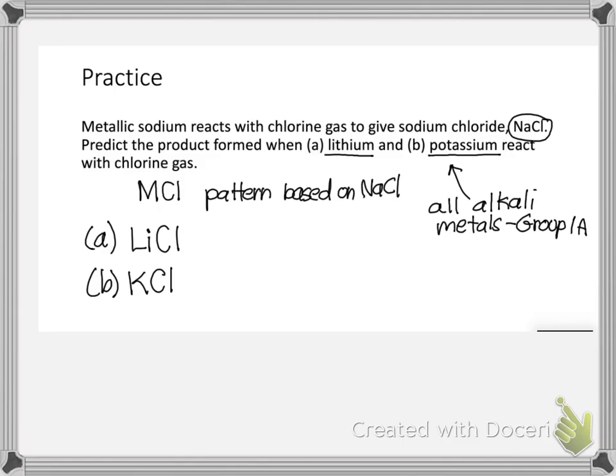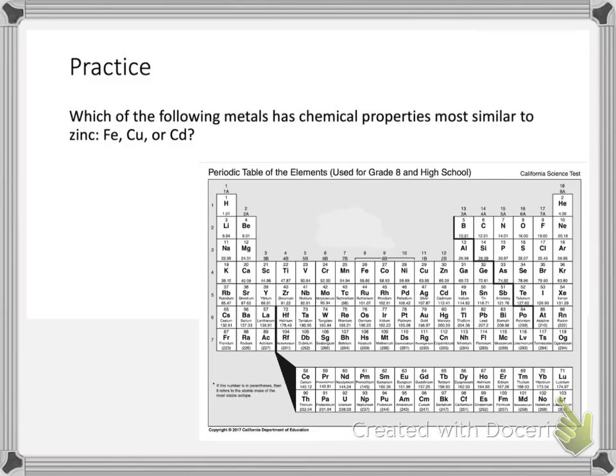Okay, so I have another question along this same line. You can read it and pause and see if you can try to answer, or you can just go along with me. It says, which of the following metals has chemical properties most similar to zinc, which is Zn? Then it says iron, copper, or cadmium.